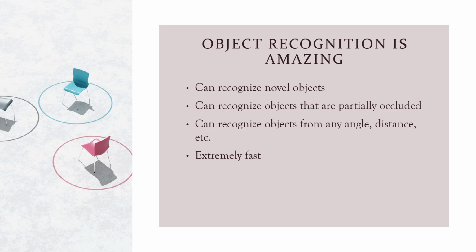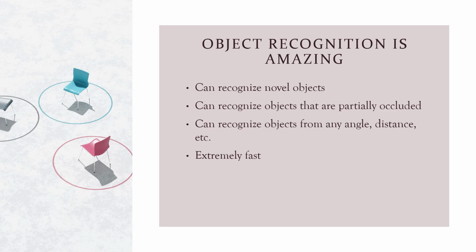We can also recognize objects that are partially occluded, which means objects that are covered up in some way. As I look out in the room, there are chairs, but they're covered by tables or by your laptops. Even if I can see just a little portion of the chair, I can still recognize it, even though I can't see the whole thing.